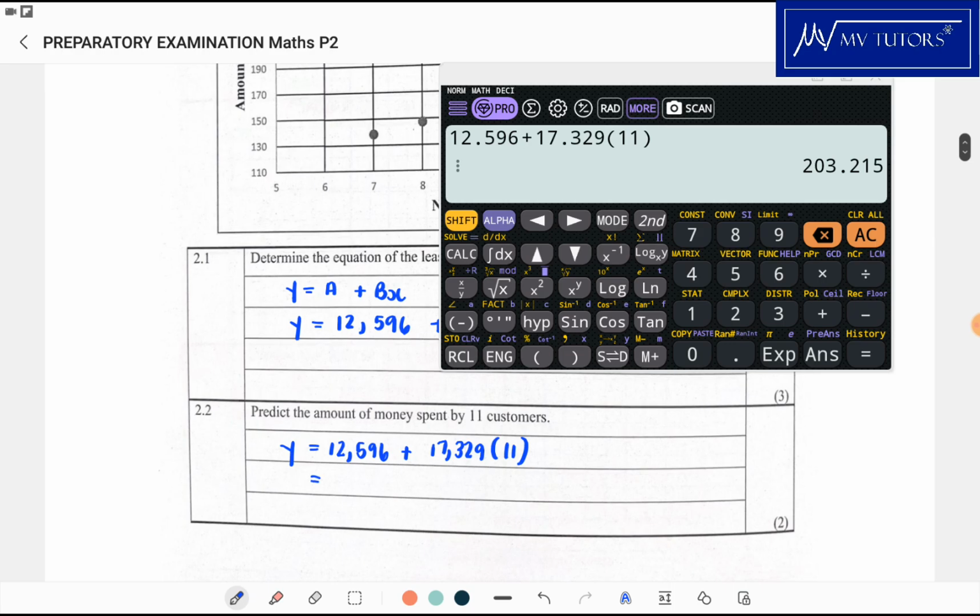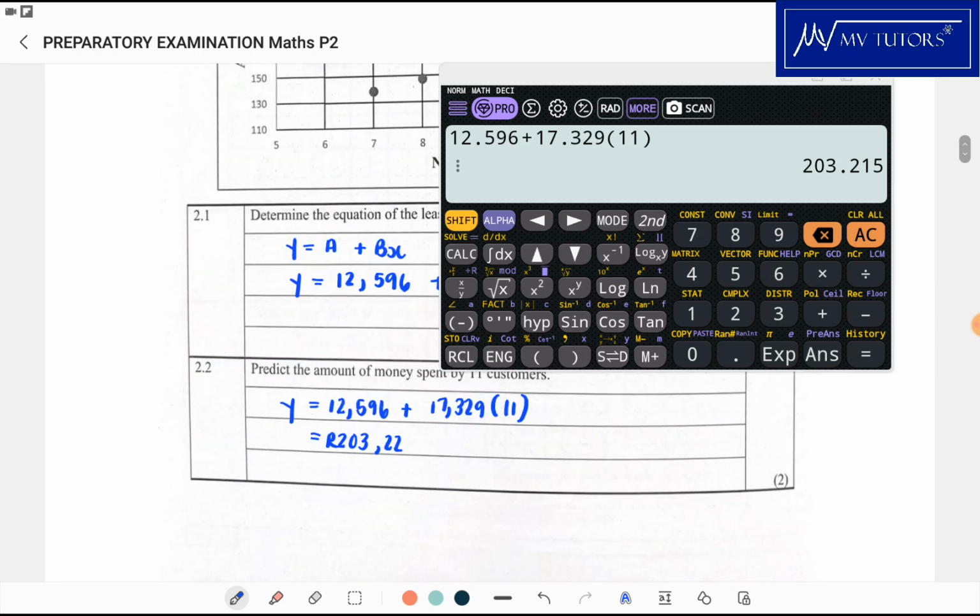If you kept all those digits, you would get a better refined answer, but I'm going to round off to 2 decimal places here. So the amount of money spent, I'm going to put it in rands: 203 rand and 22 cents.